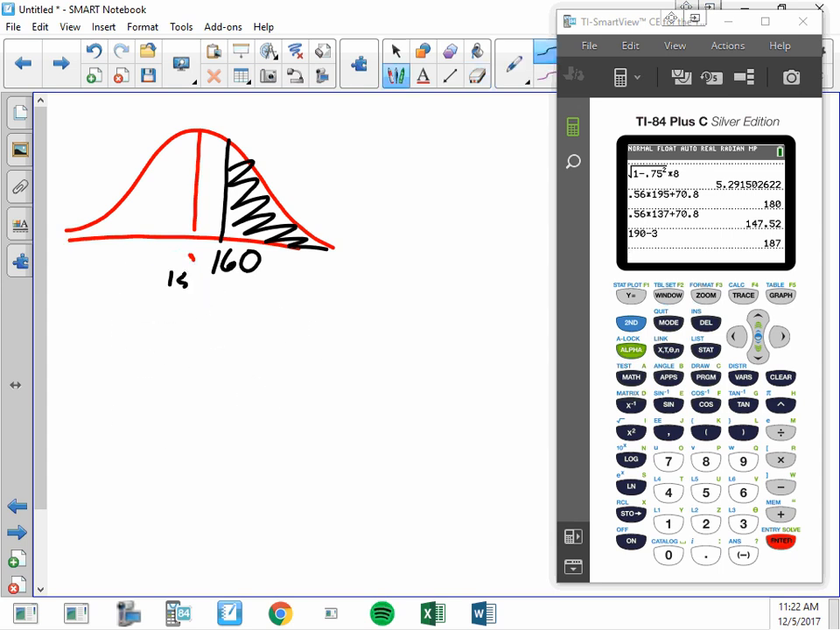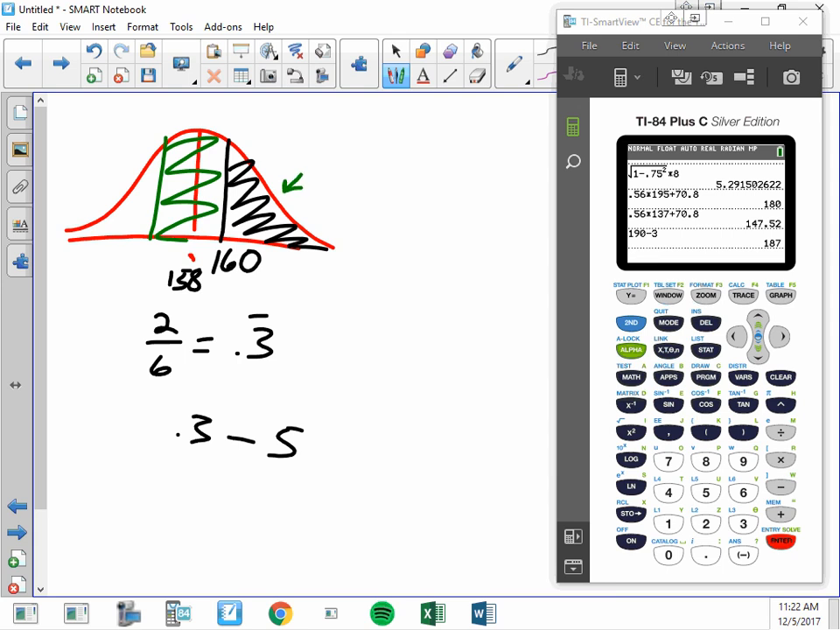Sorry. 158. So 2/6 is 0.3 repeating. And you can either shade norm from 0.3 to 5, or you could look up 0.3 on your table and find this area, and then subtract it from 100 and cut it in half, and that will tell you this area. But what do you get when you do shade norm from 0.3? Okay, 37%.